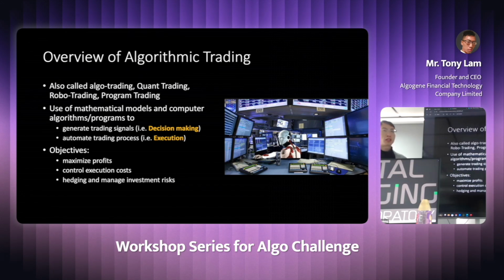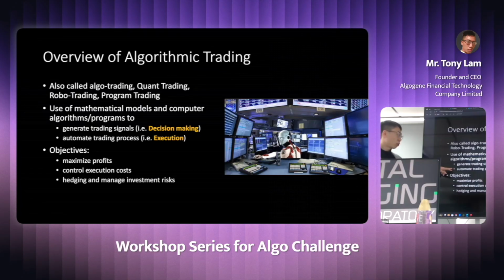So the basic idea is just to use some mathematical models or computing algorithms to achieve two things. The first thing is to generate signals. It is about decision making. So based on some mathematical model, for example, we can analyze the market data and then see whether there are some buy or sell signals.